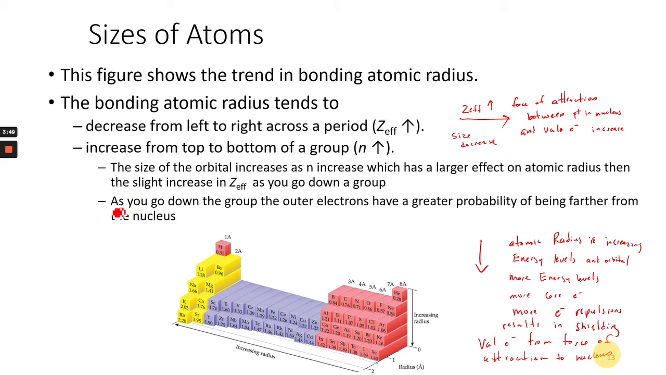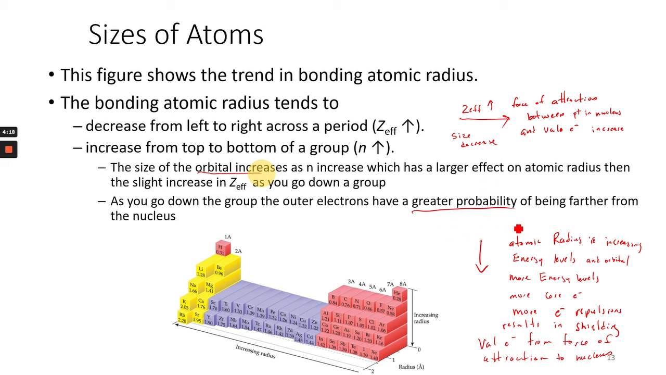And as we saw in Chapter 6, as you get to higher energy levels, and that means as you go down your group or family, there is a greater probability of being further away from the nucleus, because your atomic orbital size is increasing. So as your energy level increases, your atomic orbital size increases, and you have a greater probability of finding your electron further away from the nucleus.